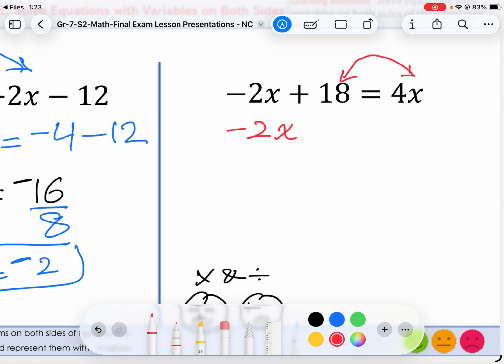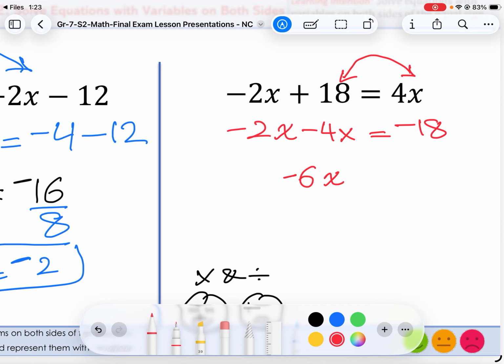4x, when I bring it to the other side, is going to become negative 4x. Because it's positive, it will change to negative. 18, when I move it to the other side, is going to become negative 18. And now, second step, combine like terms. Negative 2x minus 4x. As you can see, they are the same sign. So we will add and keep the sign. So it's the same as 2 plus 4 equals 6x.